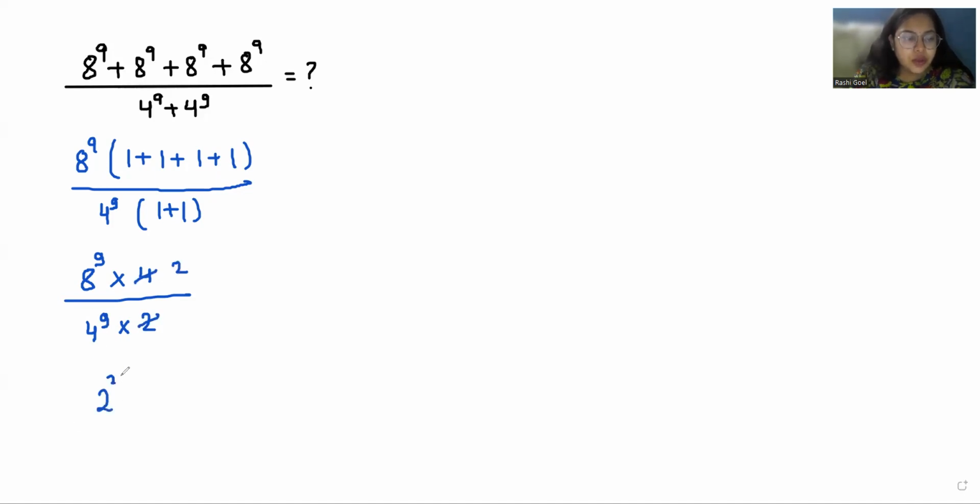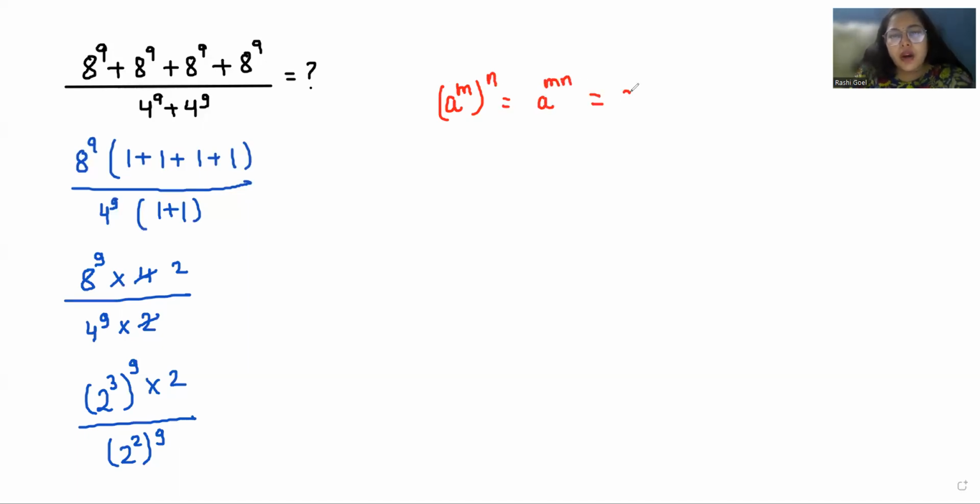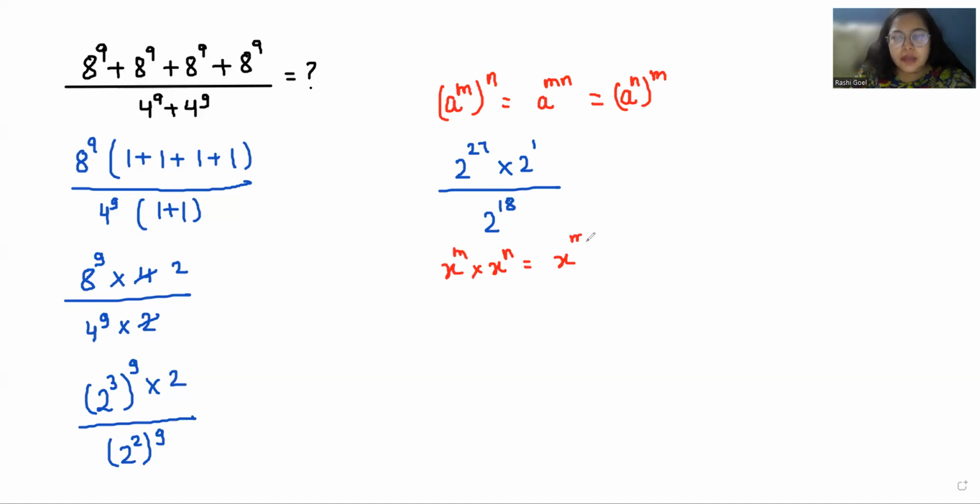8 we can write as (2^3)^9 times 2, divided by 4 as (2^2)^9. Now, according to the exponent rule, (a^m)^n we can write as a^(mn) or (a^n)^m. So here it becomes 2^(3 times 9 is 27) times 2^1 over 2^(2 times 9 is 18). Now, another exponent rule: x^m times x^n, we can write as x^(m plus n).